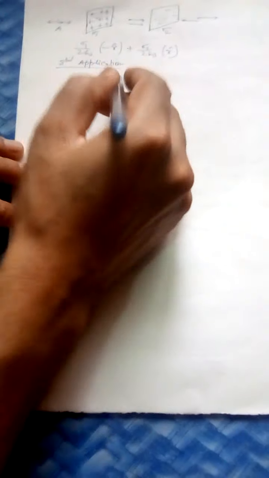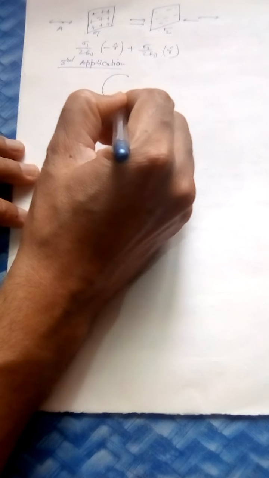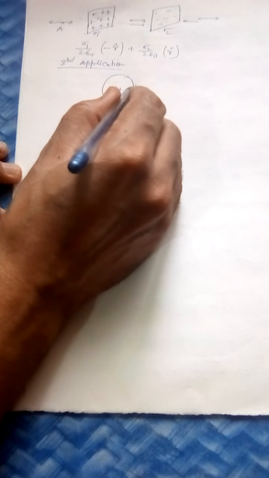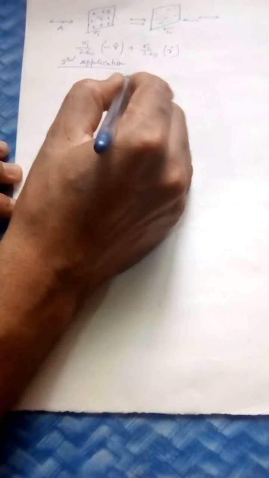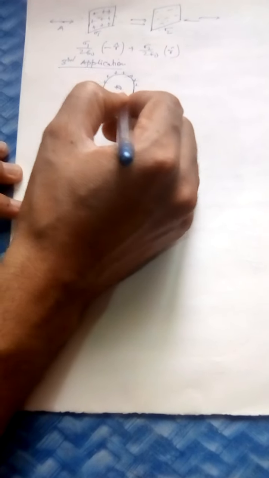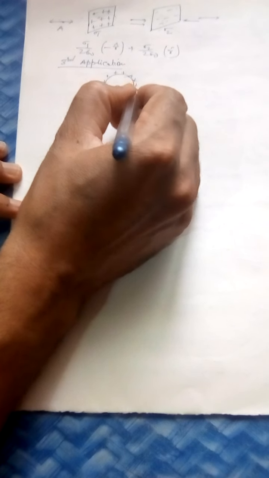Third application: the charge is distributed uniformly over the surface. Uniformly over the surface means, suppose you are giving some plus charge and again giving plus charge, this will repel and it will automatically come to the surface. So when you are giving charge inside a hollow sphere, the charge will distribute over the surface, and if it is distributed uniformly, then how will you find the electric field at some distance r from the center?